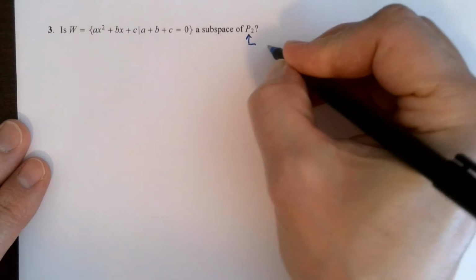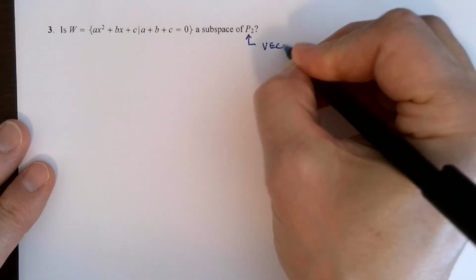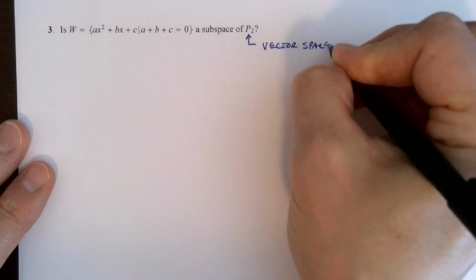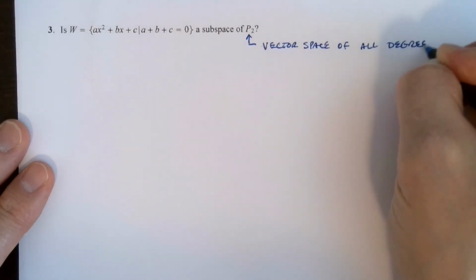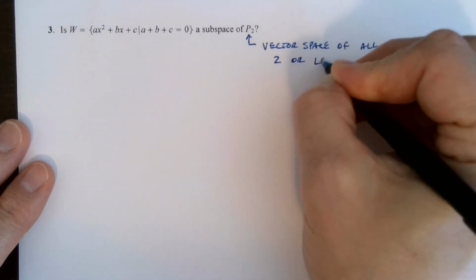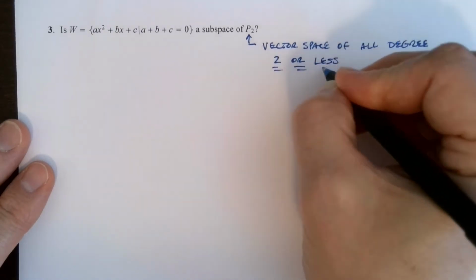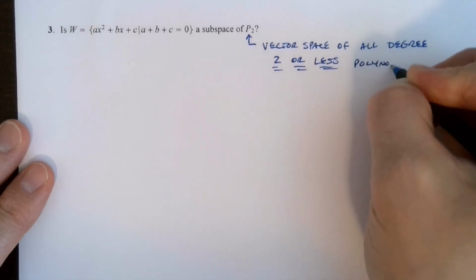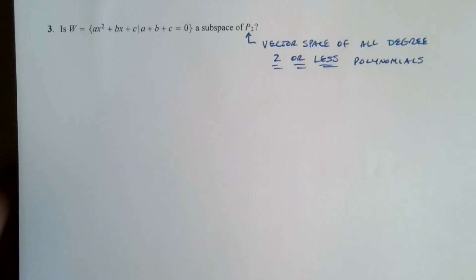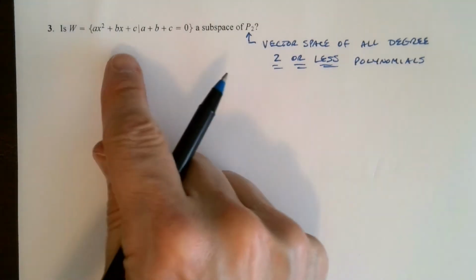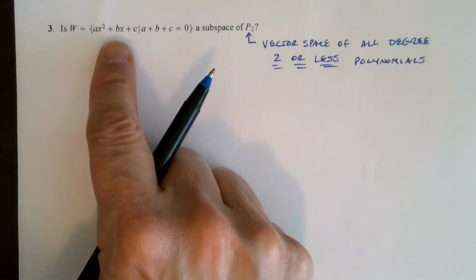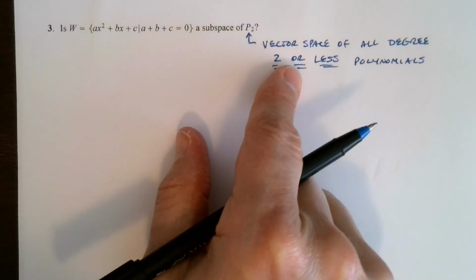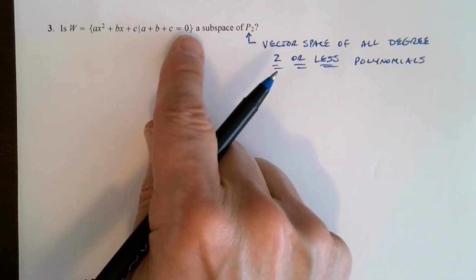P sub 2, this is the vector space of all degree 2 or less polynomial functions. Okay, so that P sub 2 is a vector space, and this indeed is a subset, because not all degree 2 or less polynomials will have their coefficients add up to 0.